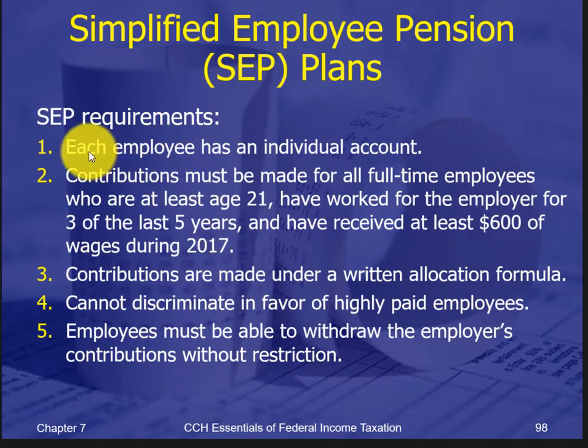Okay, basically with a SEP plan, every employee sets up an IRA. The employer just makes contributions to their IRA. Everybody participates if you're full-time, over 21, worked for 3 of the last 5 years, and receive at least $600. That's not very much money. Contribution, written allocation format, can't discriminate, can't give more to one than to others. Everybody has to get the same, and the employees can pull that money out at any time if they leave your employment. So there is no what is called vesting. They are fully vested in that money. If they leave, it leaves. So it goes with them.